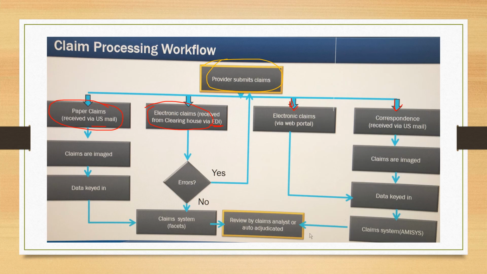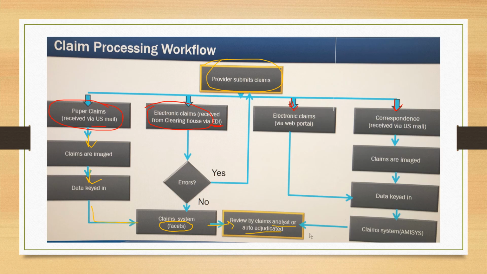So paper claims are imaged, scanned, data keyed in, and the claim will go through the adjudication system. What do we call this? Facets. Remember, we talked about it. This is software where the claim is going to be accepted or denied and all that. And then it goes through review by a claim analyst or auto adjudication.